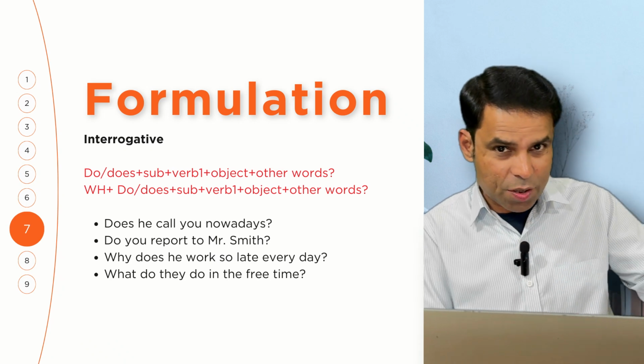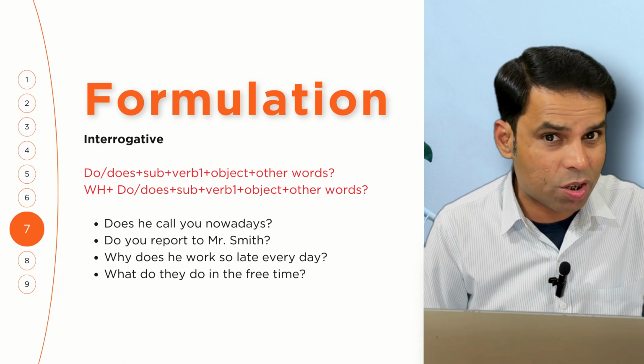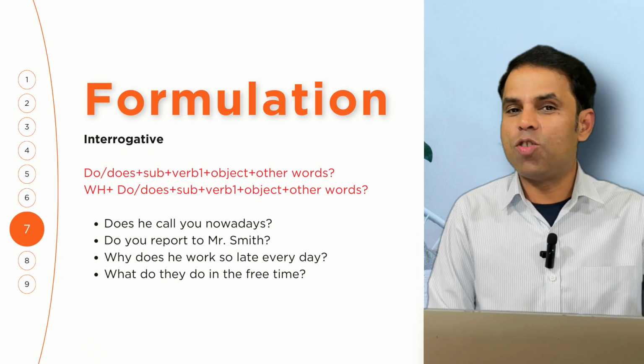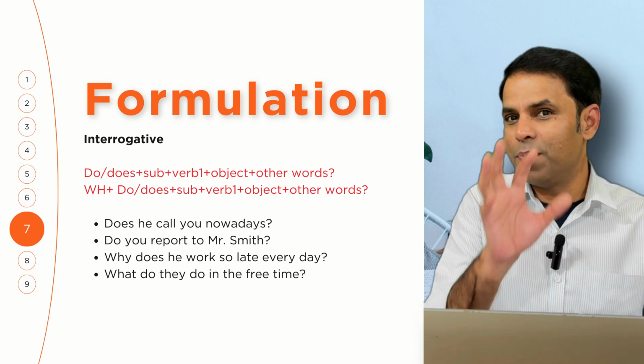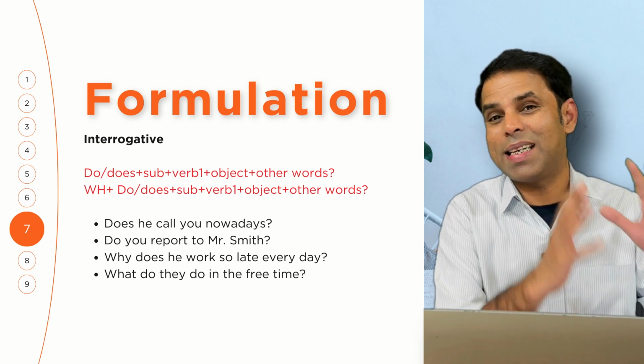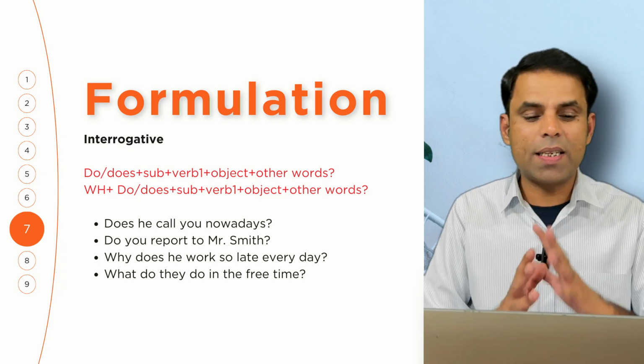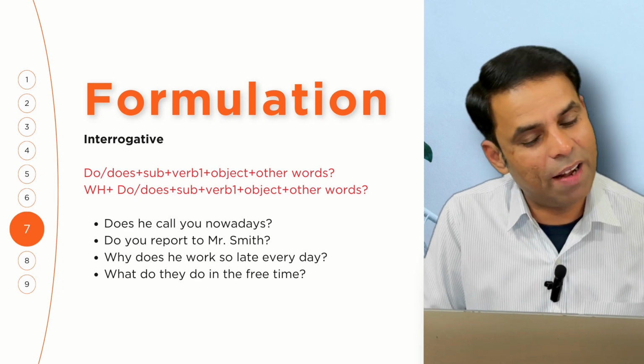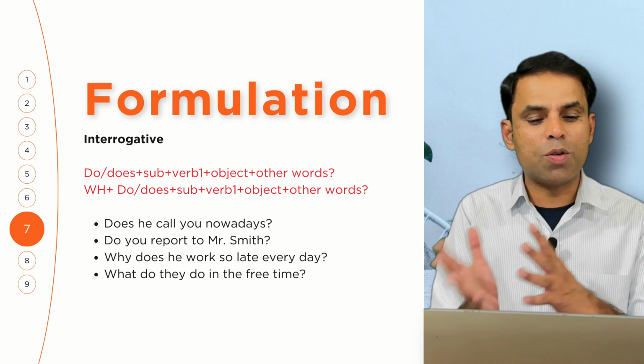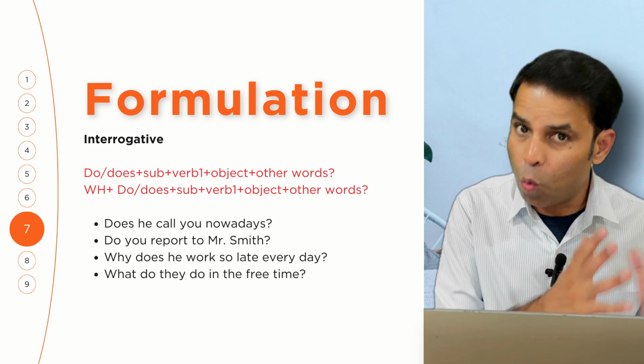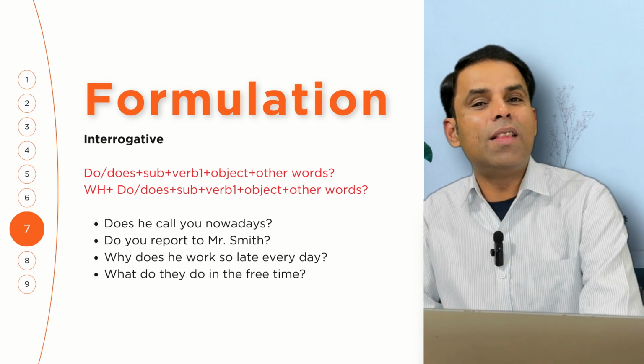Or why does he work so late every day? So in this sentence, first what I have done, I have used the question word why, then does he. Why does? Because the subject is he. So why does he work so late every day? Or what do they do in the free time?